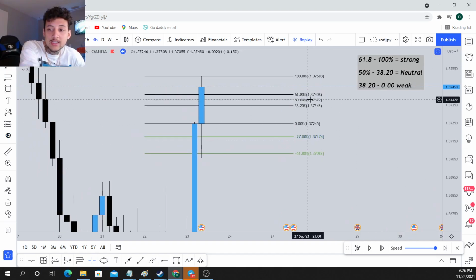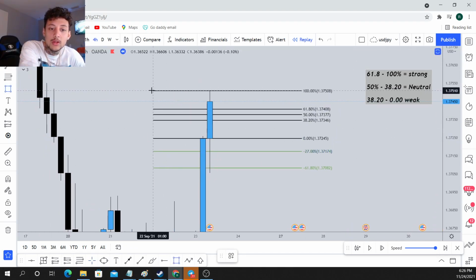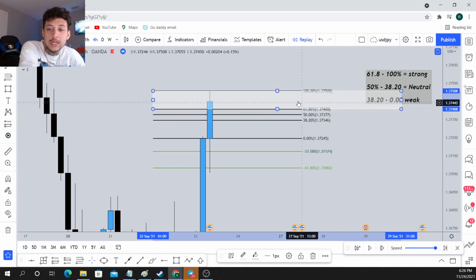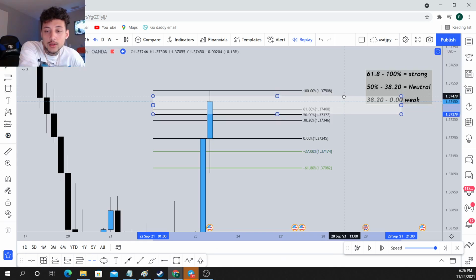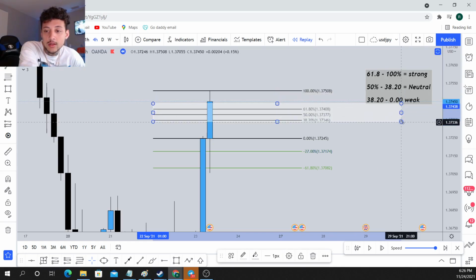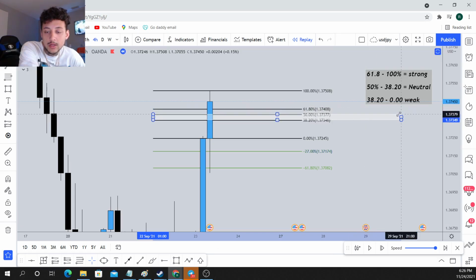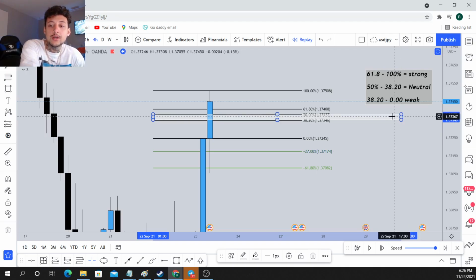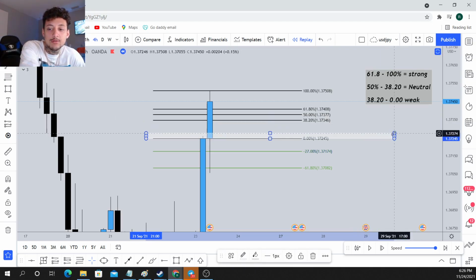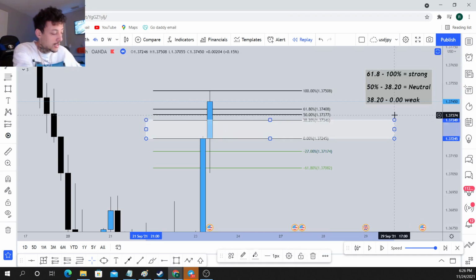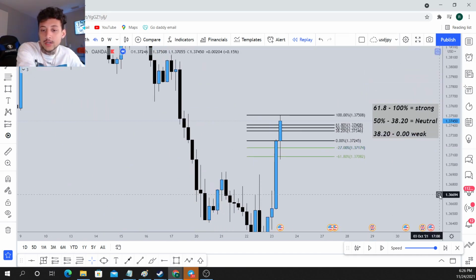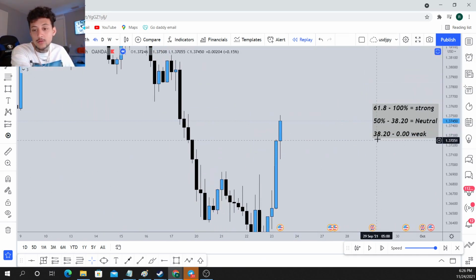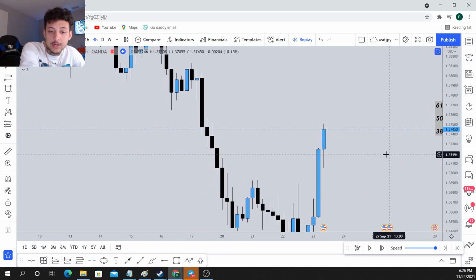Let's section this off. If the candlestick closes anywhere between the 618 and the 100%, it's going to be considered a very strong candle. If it closes in between the 50% and the 38.20, it's going to be considered a pretty neutral candlestick. And if it closes in between the 0 and the 38.20, it's going to be considered a very weak candlestick. Let's continue to take a look at some of these examples.